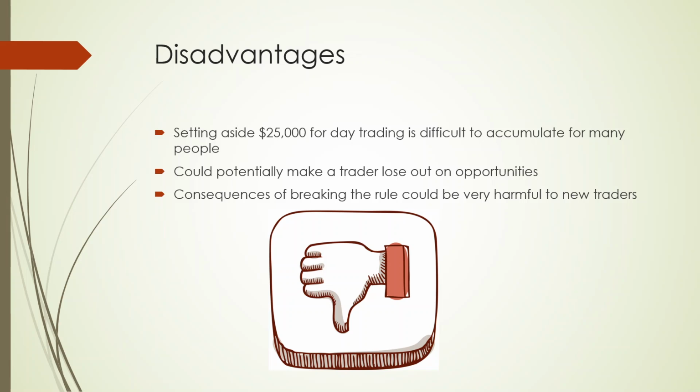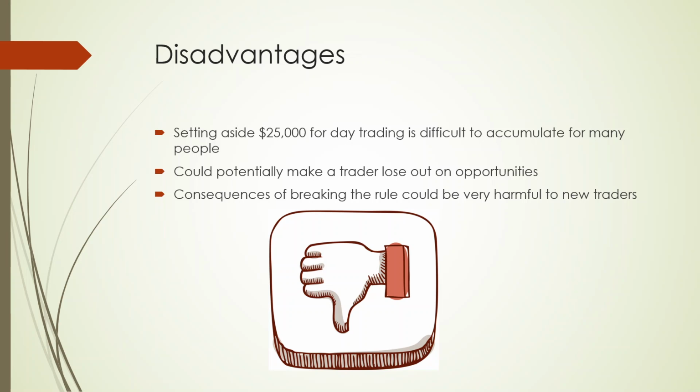And now the disadvantages. $25,000 for day trading is very difficult for many people to set aside, and it makes a really big barrier for entry into the day trading market. It could also make a trader lose out on many opportunities because they're restricted. They can't do a fourth day trade in a 5 day period. So if they see something good, but they've already used the other 3 day trades for that 5 day period, then they're out of luck.